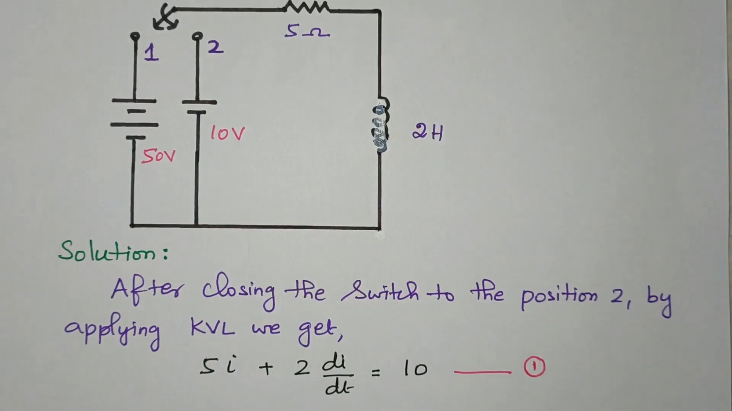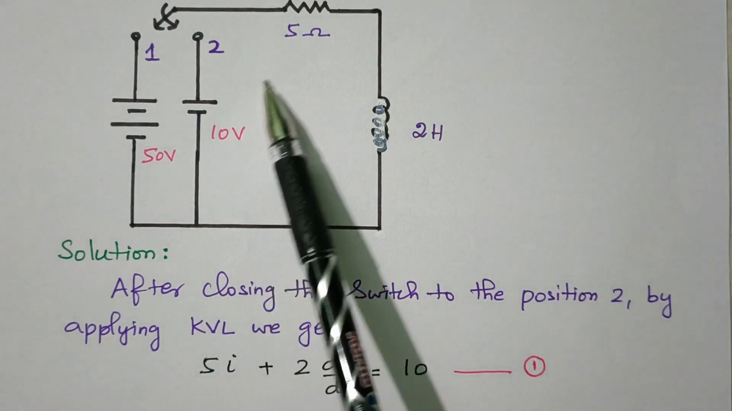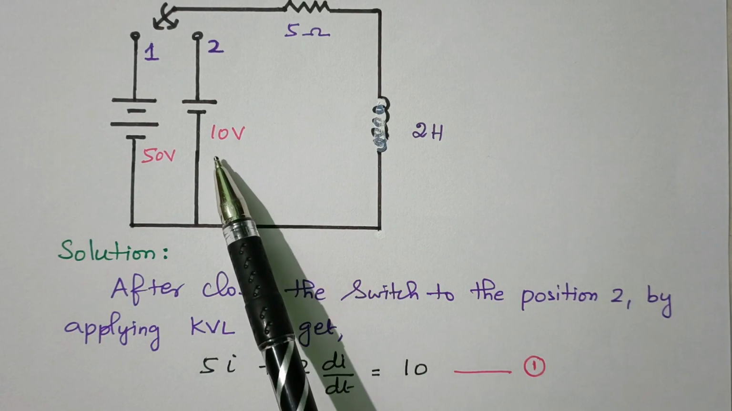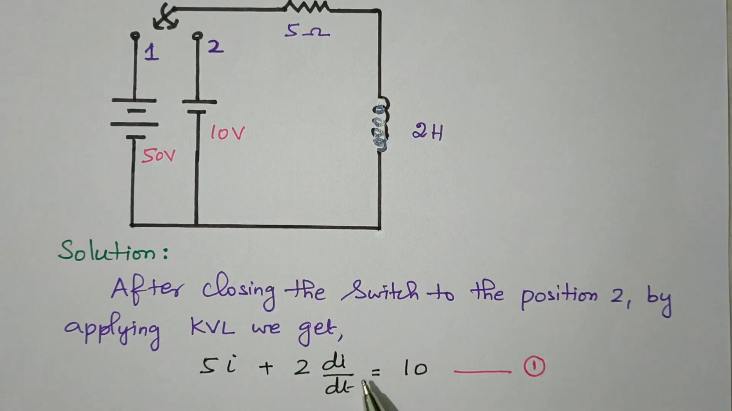So based on that, we can write this equation. The current flowing through the circuit is i. So 10 volt equal to voltage drop across resistor, V equal to i into R. R is 5 ohm, current is i, so 5i. And the drop across inductor is 2 di by dt, that is equal to 10. So equation number 1. We are applying Kirchhoff's voltage law, that is voltage rise equal to voltage drop across resistor and inductor.